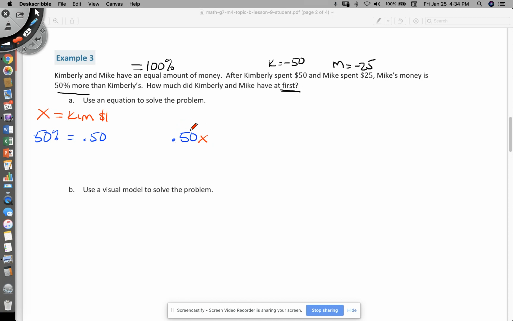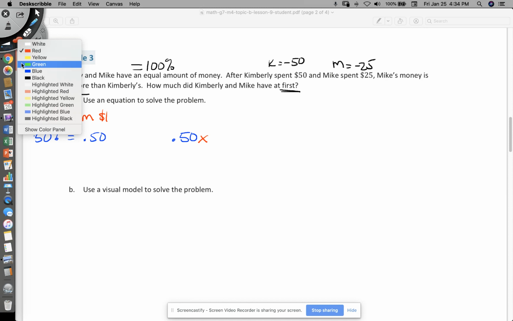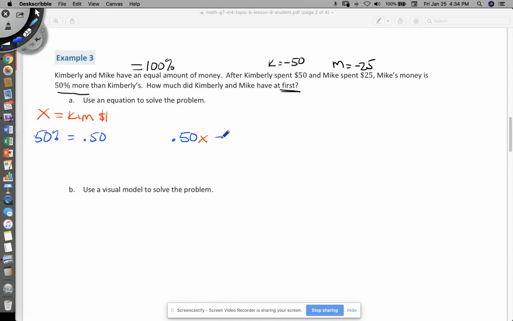So his 50% times her amount. And then he spent $25. So I'm going to set that equal to $25. And this will get rid of what Mike has right now, and it'll leave me with what Kim has. All right. So I'm going to divide decimal 50 by both sides here to get that X by itself. And when I do that, I get $50.